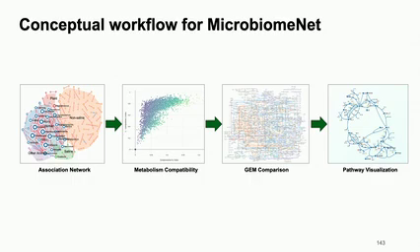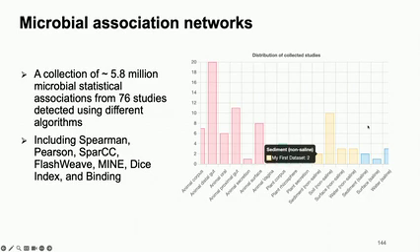But some of them are really, really interesting. When you see these very interesting things, there's probably some metabolic interaction between them. You can zoom in from these GEM networks and see the pathways. So this is the whole workflow, and this is the microbiome net we try to help build. It's for 5.8 million microbial statistical associations from 76 studies. So this is a huge one.